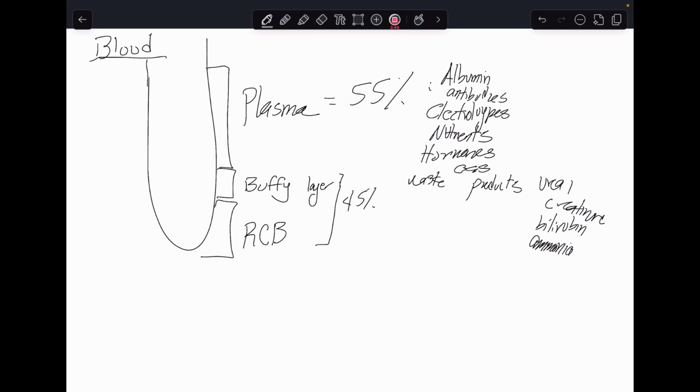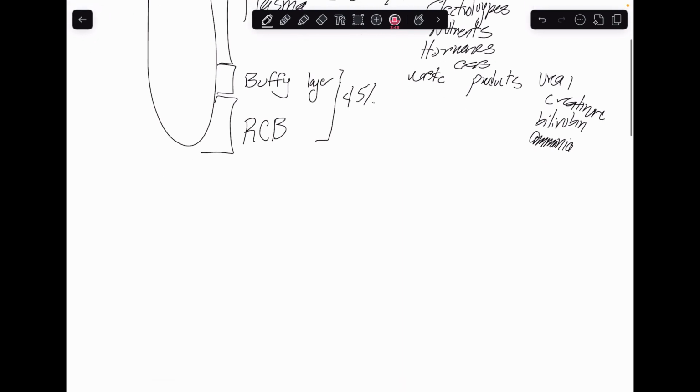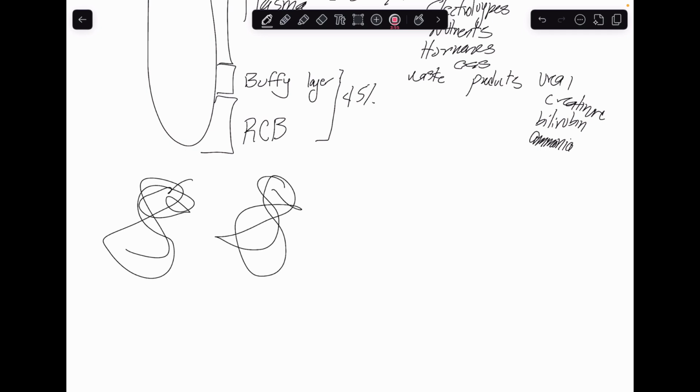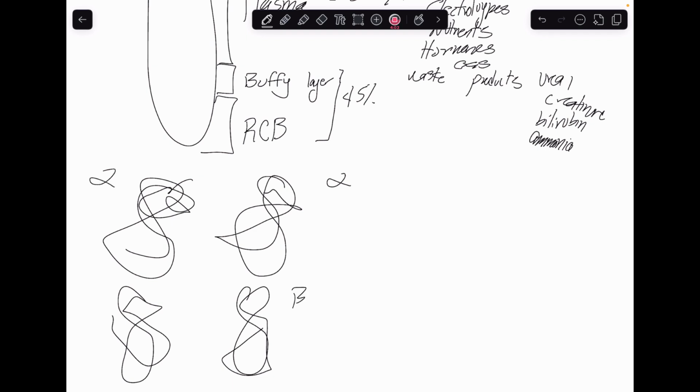Hemoglobin comes in two different flavors. When we're little babies, they have these helicopter looking things, just globular proteins. 4 subunits. In adults, it's 2 alpha, 2 beta. In the little ones, these alternate.